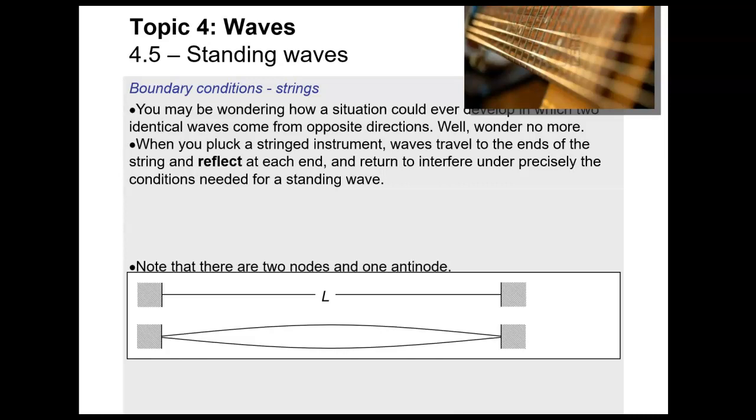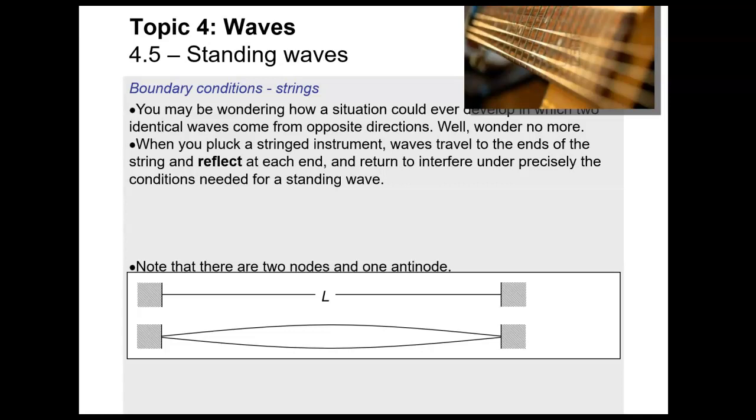It says there's two nodes and one antinode. We'll define that on the next slide, what a node and antinode are. But basically, the nodes are the parts of a standing wave which appear to not be moving, and the antinode is the point on the wave that appears to be moving the most. So in other words, here the two endpoints are the nodes, and the middle part, the one that's going back and forth the most, is the antinode.